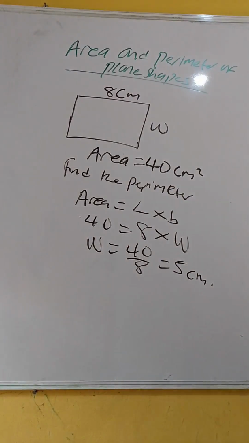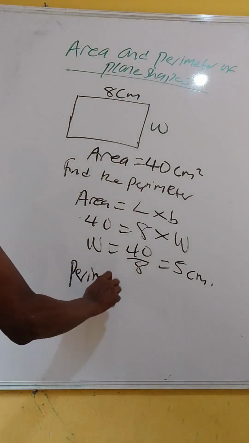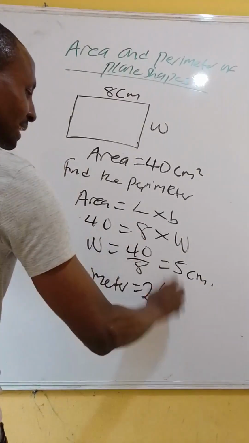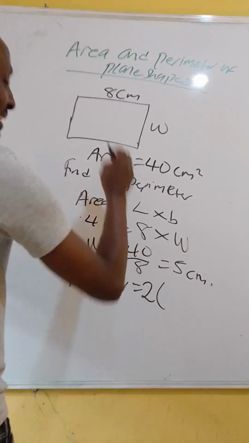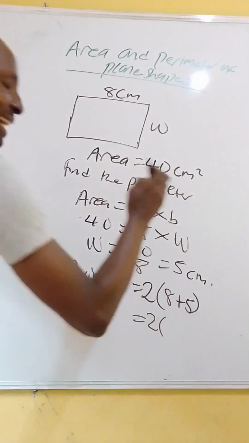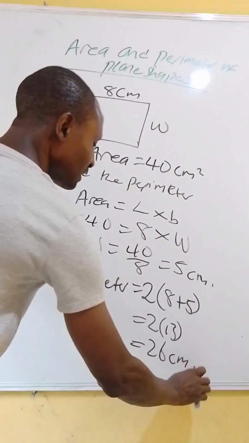That's all. So with that, I'm going to use that to get my perimeter. So perimeter now, perimeter is what? It is 2 brackets length plus width. The length is 8 plus 5. That will give us 2 brackets, 8 plus 5 is 13. And 2 times 13 is 26 centimeters.